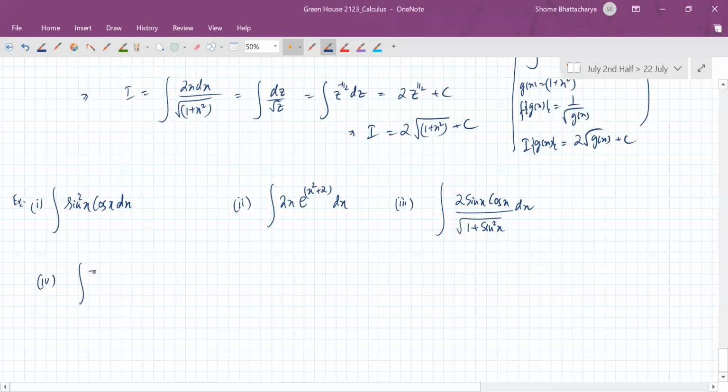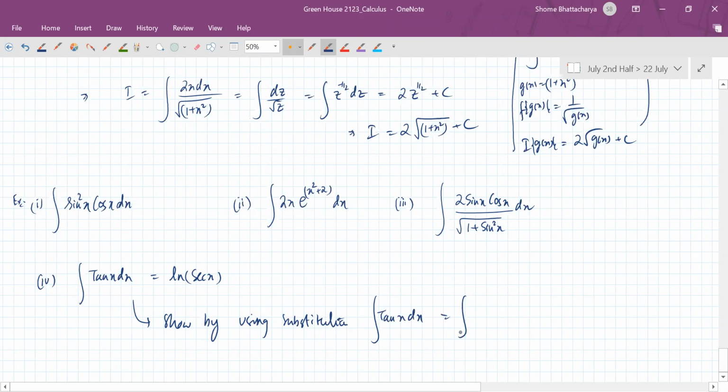We'll see that this integration that we've seen earlier is ln sec x. Show it by using substitution, by expressing tan x as sin x upon cos x, and then solving this using substitution.